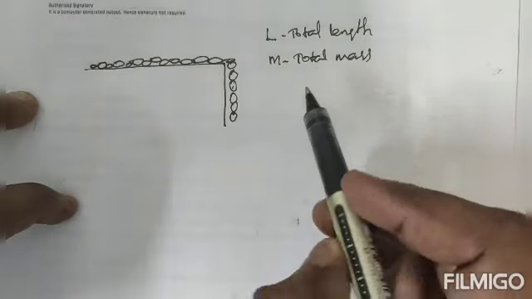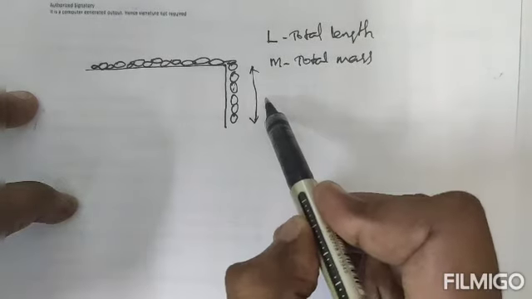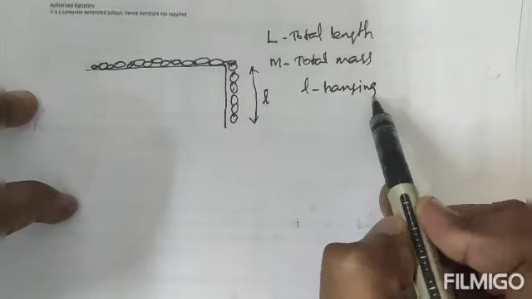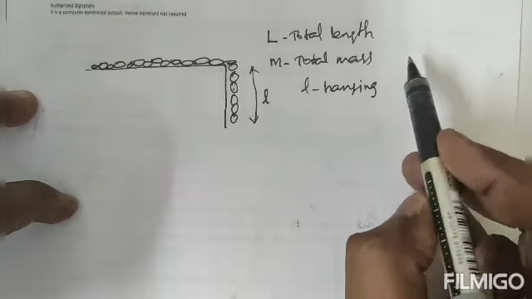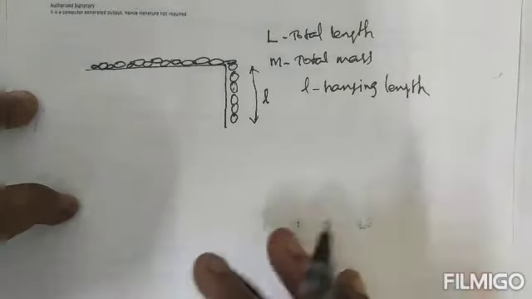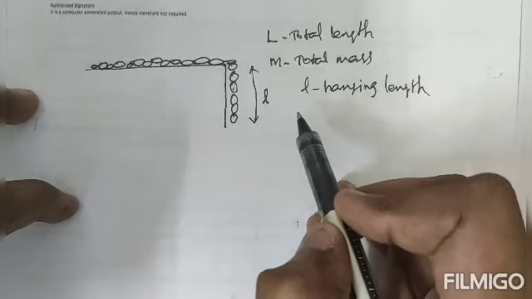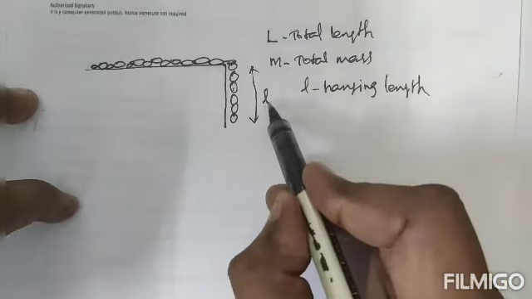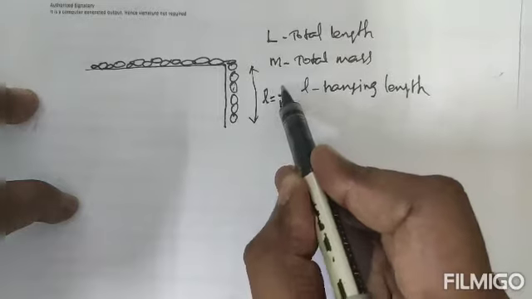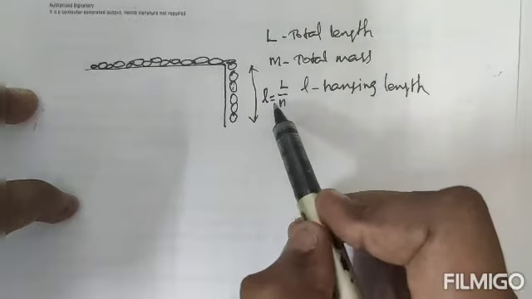So here the length of the hanging part of the chain, generally it is small l. So this is the suspended part of the chain, that is the hanging length, small l. This l is the 1 by n part of the total length. So this l we can write as the nth part of the L. We don't know how much part, so simply I write n part of the original length, that is small l.